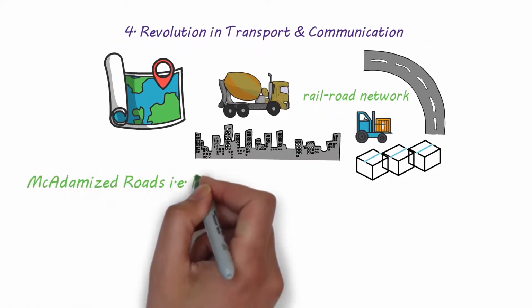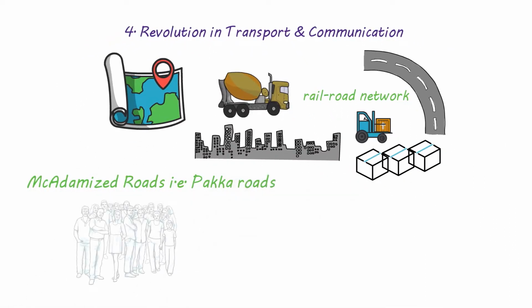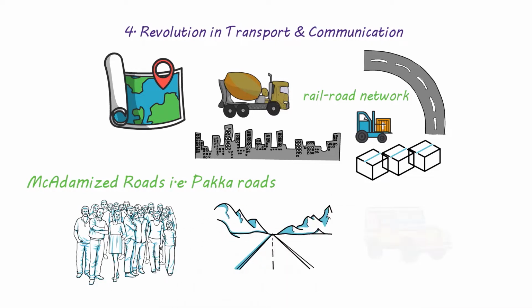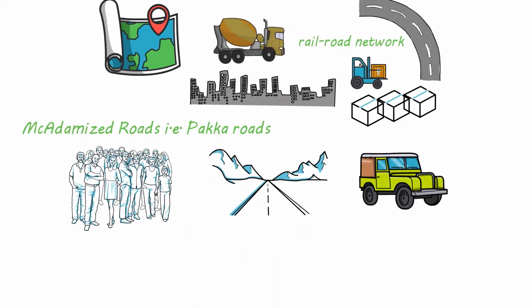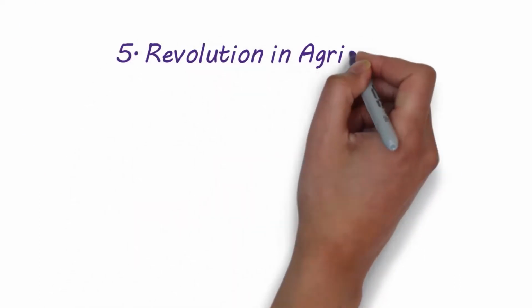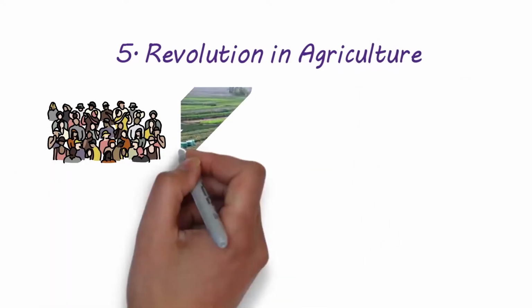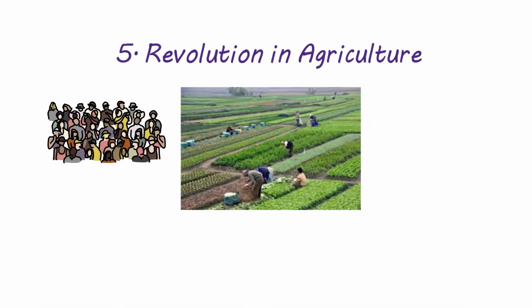Macadamized roads, that is, Pakka roads, were a result of the engineering feat of Macadam. Better roads allowed for swifter movement of goods. Revolution in agriculture. Another aspect generally missed in the Industrial Revolution is the Agriculture Revolution that started before the former.